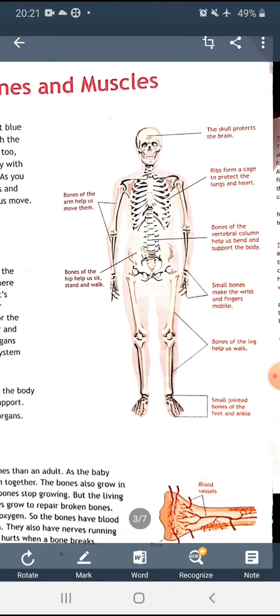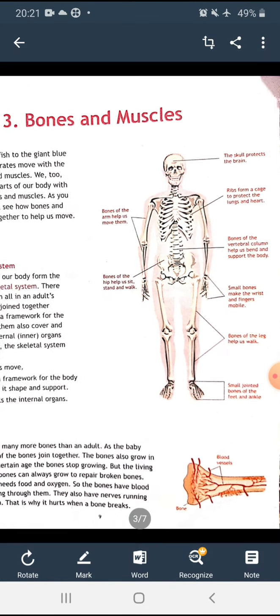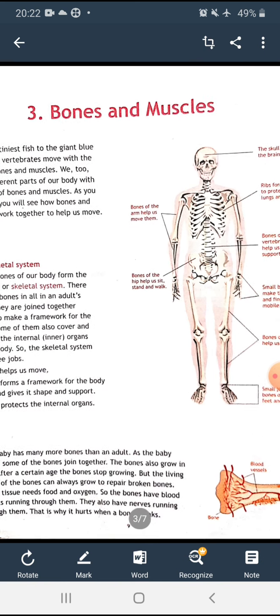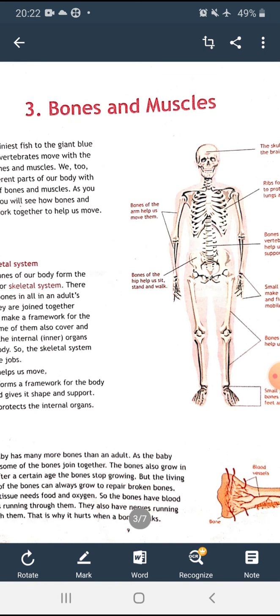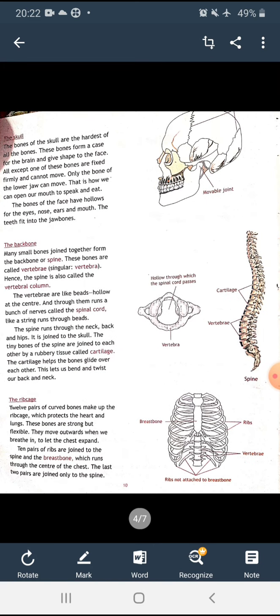You can see the skeletal system. This is the diagram, and these are bones, and inside the bones muscles are there, right? Next is the skull. The bones of the skull are the hardest of all the bones. These bones form a case for the brain and give shape to the face.